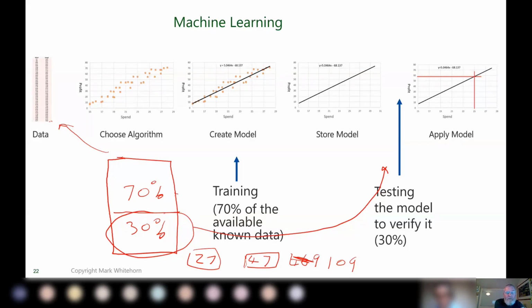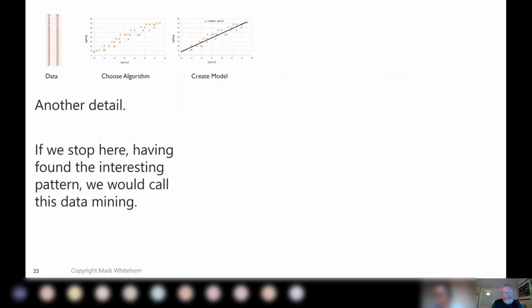So one of the things we do with machine learning is use some of the data for training, typically 70%, doesn't have to be that, but that's what we would normally use. And then we test it with the remaining 30%. So that's something to know about machine learning. That's really common.